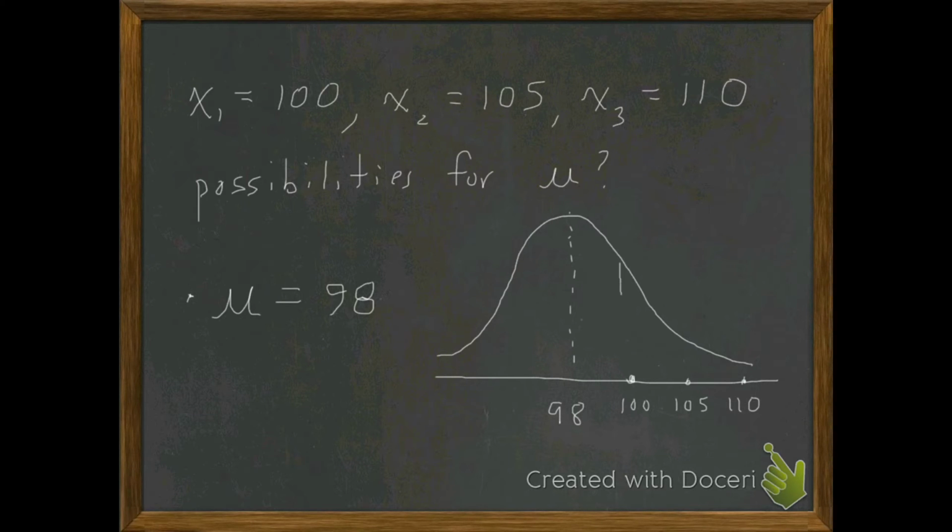So if I can think about the area from 100 to 98 and sum up the area from 105 to 98, and then look at the area from 110 to 98, it would make sense that of all the means that are possible, the area from my mean to my observation would be the least at the one that was most likely.